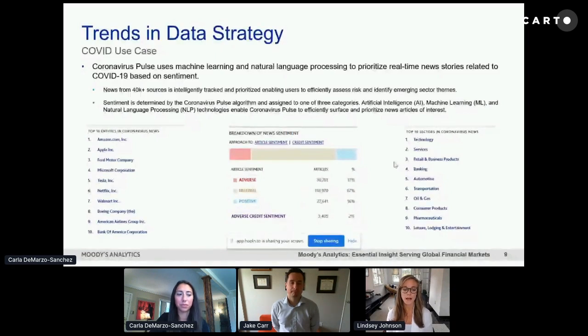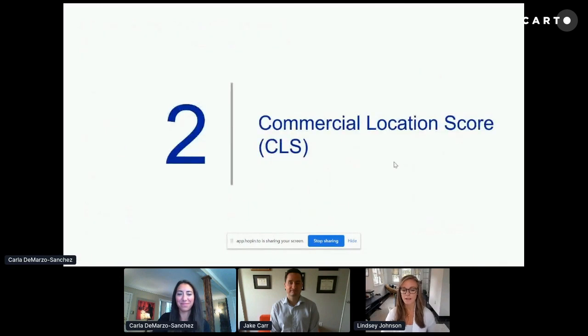So as Carla mentioned, other examples of using these data preparation tools are going to include overlaying ESG data pertaining to climate risk onto existing commercial real estate knowledge as well. So we're looking forward to things to come in that space. I'm going to be handing over to my colleague Jake, who's going to do a bit of a deeper dive into one particular geospatial data set, the commercial location score, and some of its associated use cases.